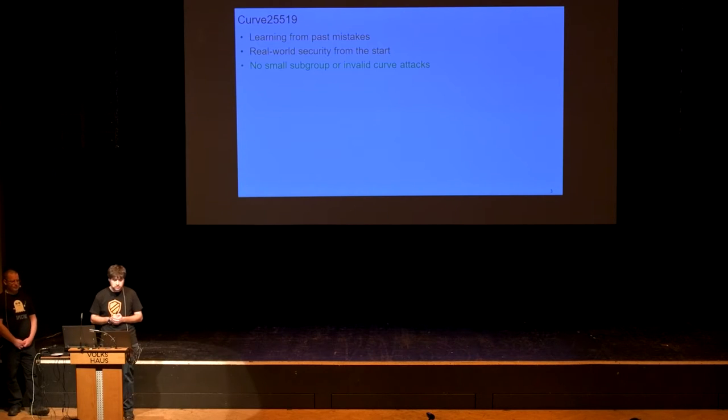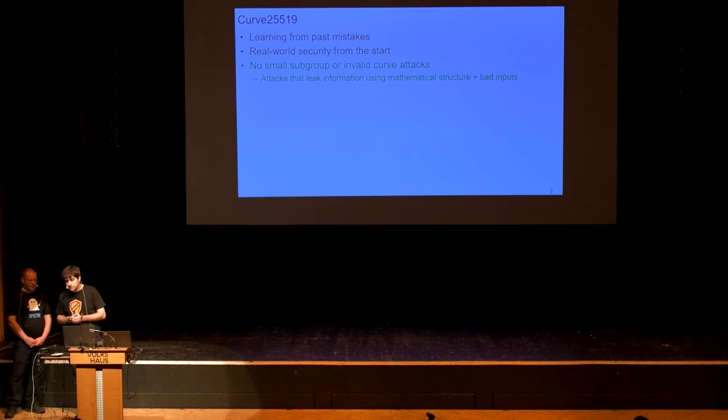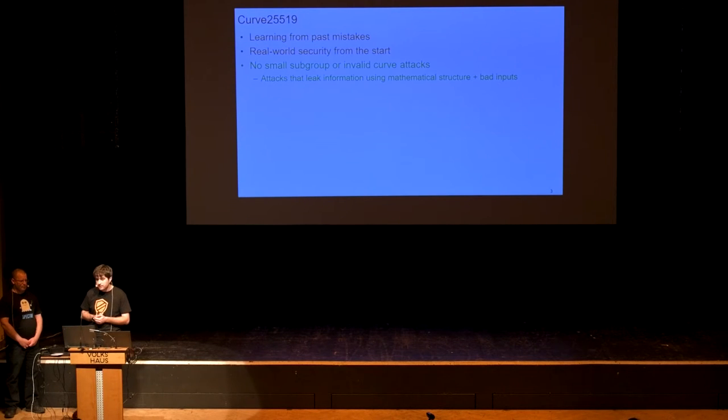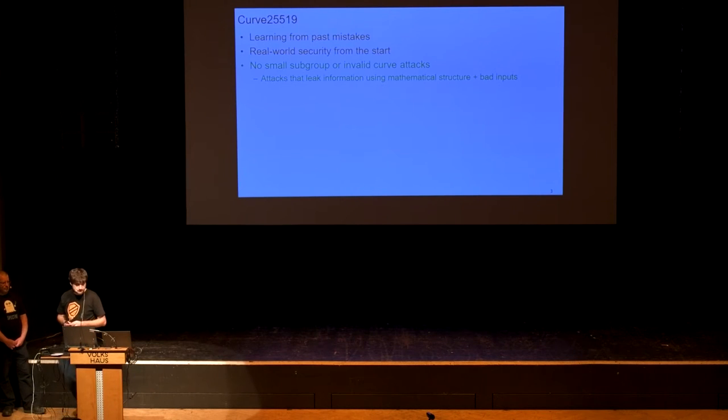And as a concrete example, take small subgroup and invalid curve attacks. Now, these are two families of attacks where the attacker leaks the other party's secret key by exploiting the curve's mathematical structure, sending some bad input to the Diffie-Hellman protocol. And instead of being secure, the result of that bad input is that the other party's response actually leaks information about its secret key.